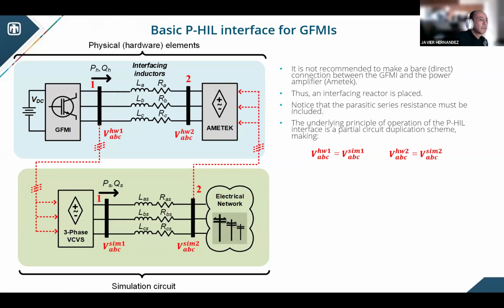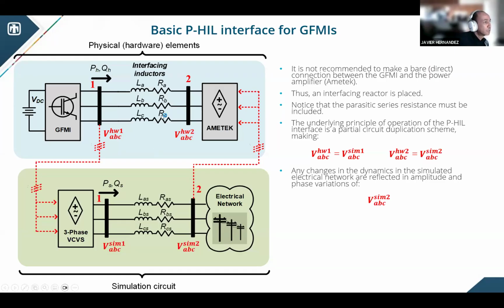But the main principle of operation is a partial circuit duplication scheme where these two equalities should hold. If they hold, we can simulate an electrical network, and any changes in the dynamics of the simulated electrical network will be reflected in amplitude and phase variations on node number 2 at simulation. But since these changes are also replicated on the grid forming, it will translate those on the grid emulator. Those changes will be replicated also on node 2 at hardware level.